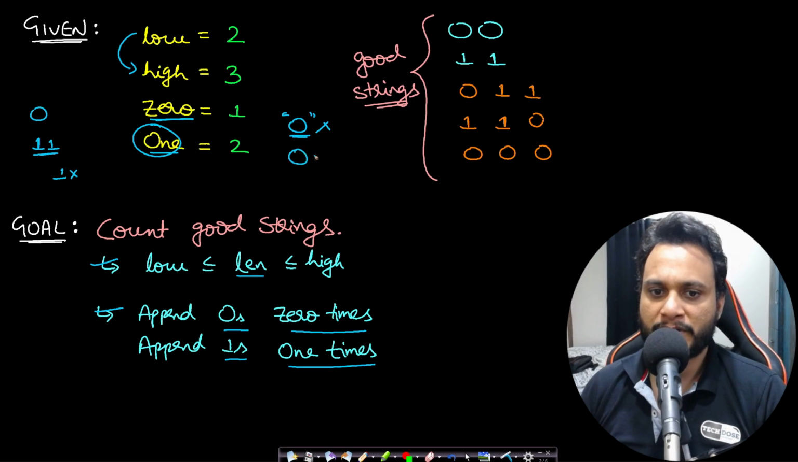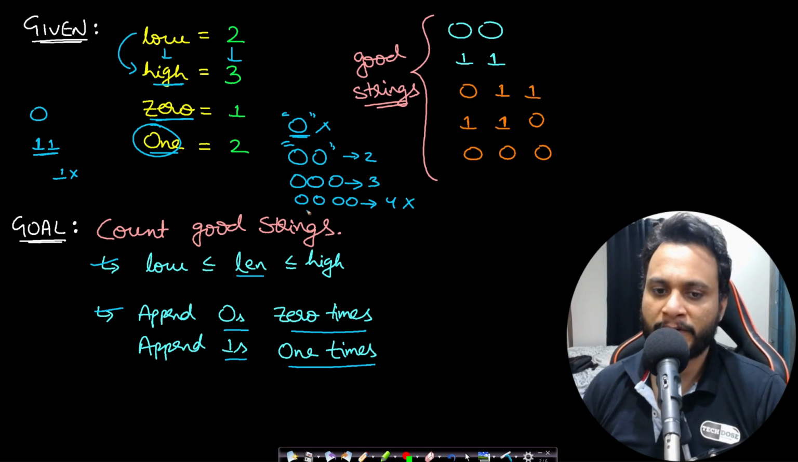But if I append 0 two times, then will this be a good string? Yes, because it is within the range of low to high. It is of length 2. Now if I place 0 three times, then will it be a good string? Yes, it will be a good string. It is in the range of 2 to 3. If I place 0 four times, will it be a good string? It will not be a good string, because it is outside of the range of high, and therefore any further length beyond this is never going to be a good string. So we need to confine our results within the range of 2 and 3.